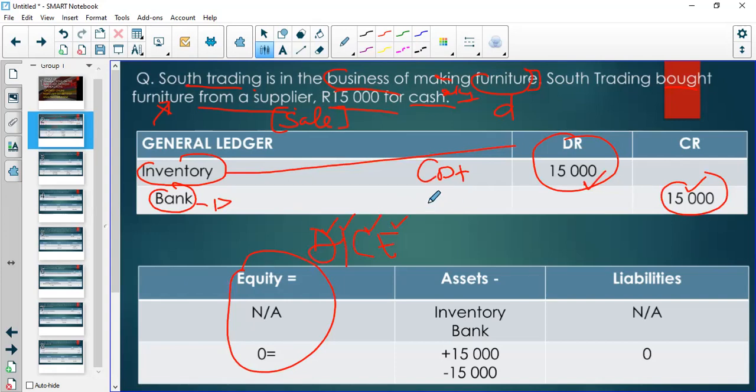But if we bring in inventory, and like I always said, this will change when we come to inventory management systems. But for now, all the inventory we buy is going to be an asset. So this means that one asset increased, then another asset decreased because inventory increased, bank decreased. So we have our inventory increasing by 15,000, then our bank decreasing by 15,000. We don't owe anyone as a result because we paid cash.